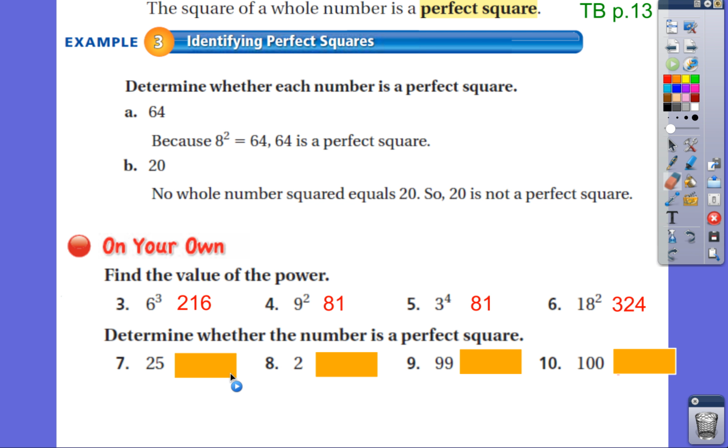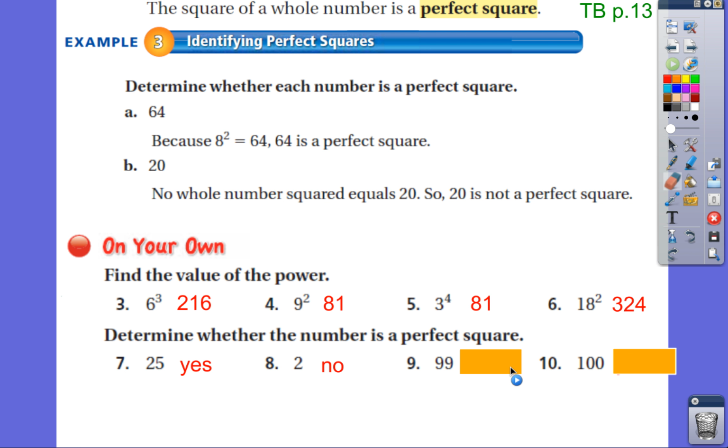Well, with 25, the answer is yes. I can multiply 5 times 5, and that gives me the answer 25. Number 8, the number 2 is not a perfect square number. If I multiply 1 times 1, I get 1, and 2 times 2 is 4. So there's no way to multiply a whole number by itself and get the answer of 2.